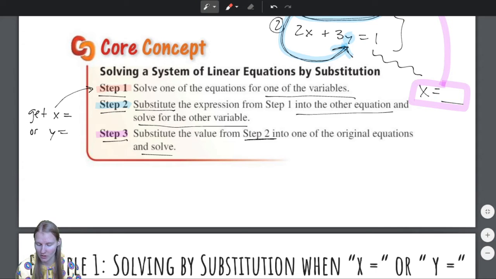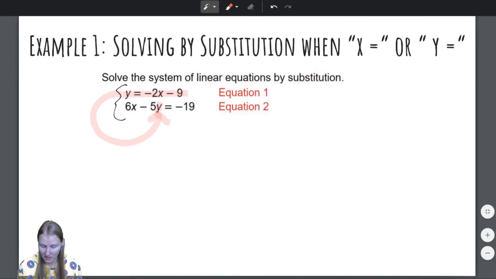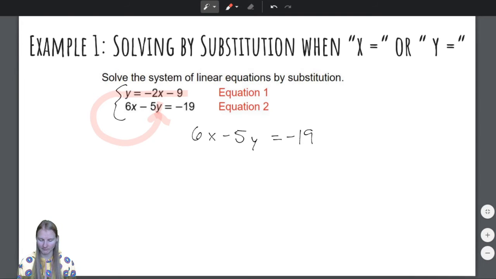Okay, but now step 2. Substitute the expression from step 1 into the other equation. So we're going to take the first equation here, and we're going to put it into the other equation. So what I'm going to do is take 6x minus 5y equals negative 19. And instead of writing y, well, y is equal to negative 2x minus 9.